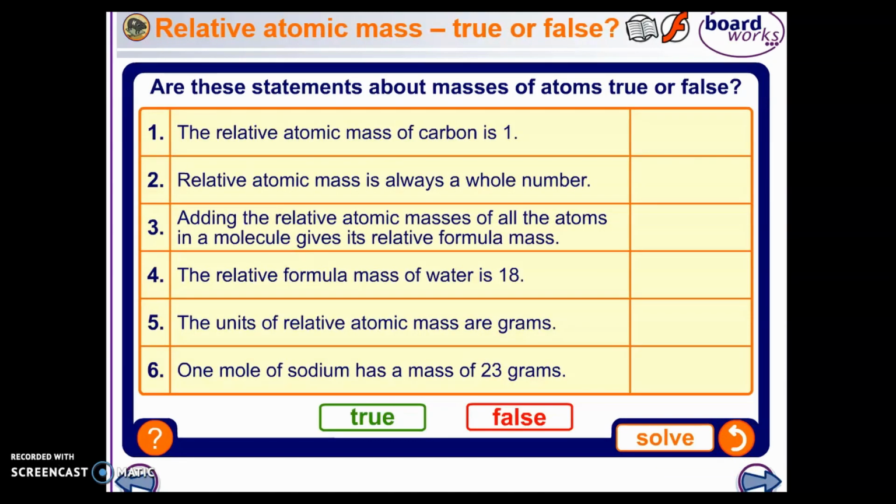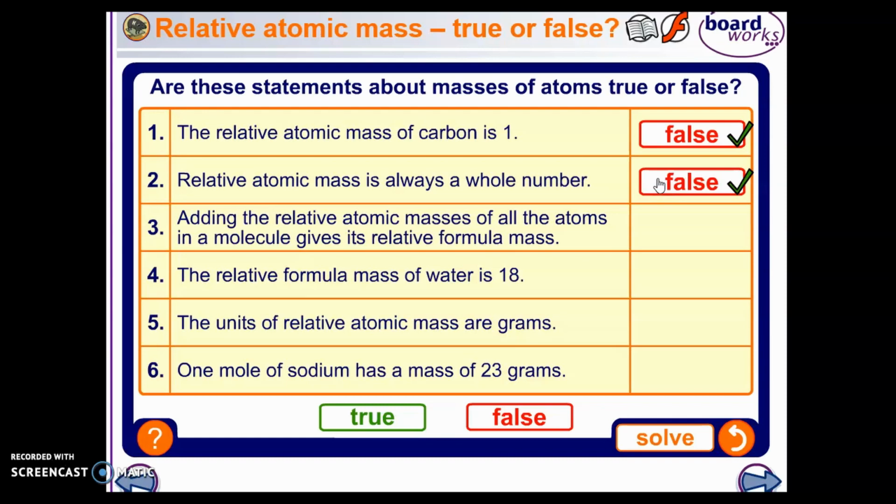Now, let's find out whether the statement provided here is true or false. The relative atomic mass of carbon is 1. The answer is false. The relative atomic mass of carbon is 12. Relative atomic mass is always a whole number. The answer is false, because we can also have relative atomic mass in decimal point. Like chlorine, we have 35.5 relative atomic mass.